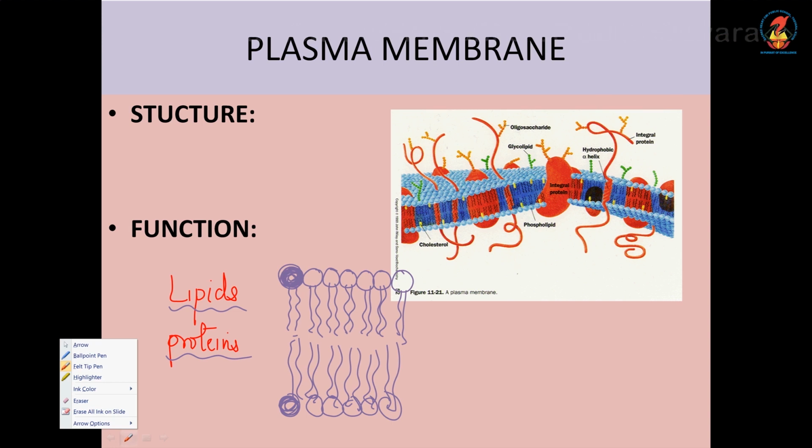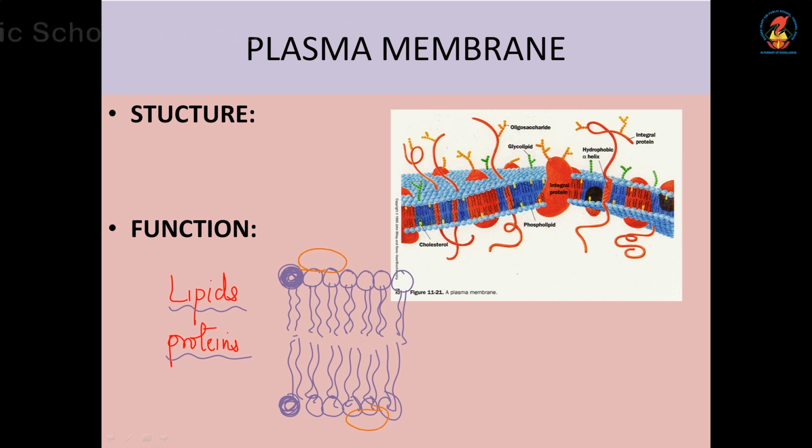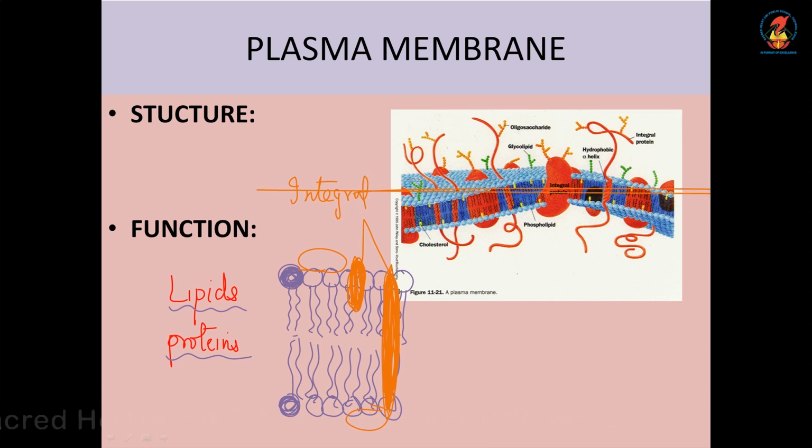Proteins, based on the ease of extraction, are classified into integral proteins as well as peripheral proteins. See, I am drawing the peripheral proteins. Peripheral proteins, as the name suggests, are located peripherally, superficially. Whereas integral proteins are either partially embedded, see, this is partially embedded, or it may be completely embedded in the lipid bilayer. So what I have highlighted in dark brown are the integral proteins. And the one which is superficially located, which I have highlighted in blue, is the peripheral proteins.